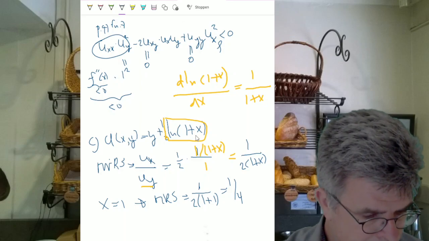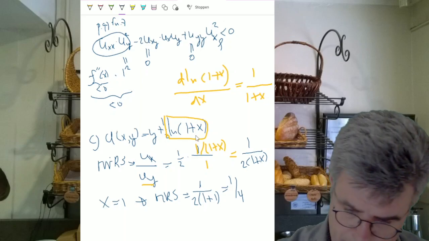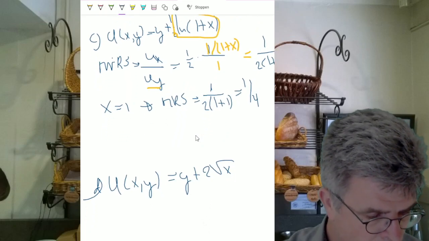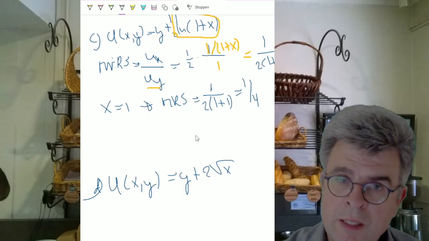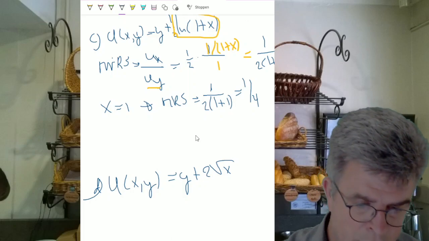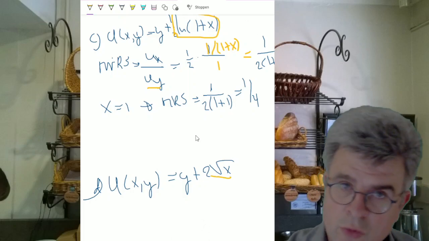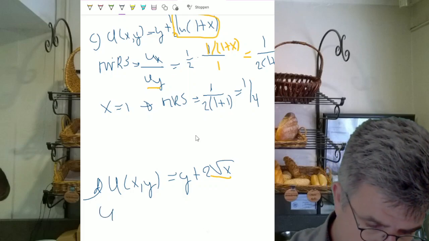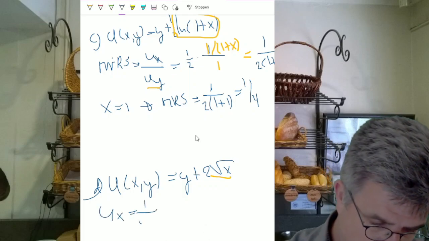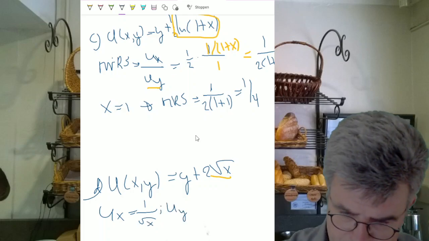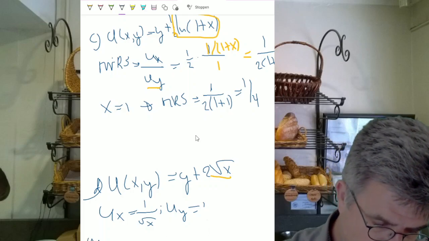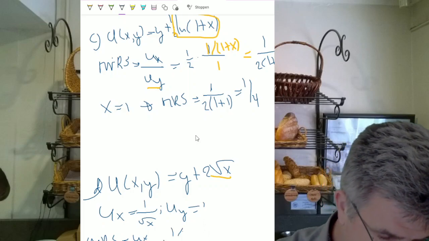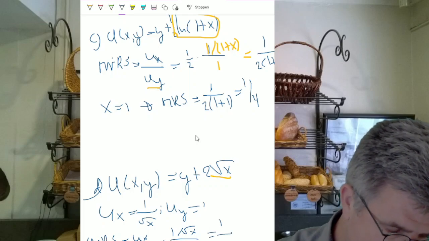And then we're done with C. Then for D we have a different specification of the quasi-linear utility function, where we replace f(x) with 2 times x to the power 0.5, which of course is equal to 2 times the square root of x. Now again we can compute the marginal rate of substitution. We know that the derivative with respect to x is equal to 1 over the square root of x. The derivative with respect to y is equal to 1, just like before. So the marginal rate of substitution is these two things divided by each other, and we have 1 over the square root of x divided by 1, which is 1 over the square root of x.